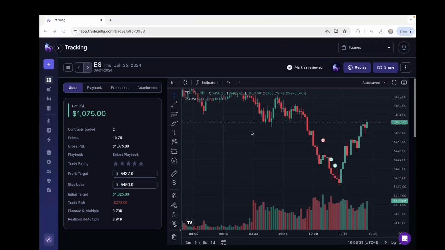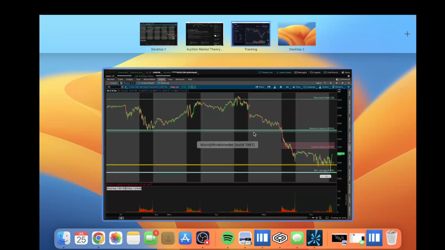A little over $1,000 profit today, shorting the S&P using simple auction market theory concepts and supply and demand. To put it together, I'll show you guys how I came up with this analysis.